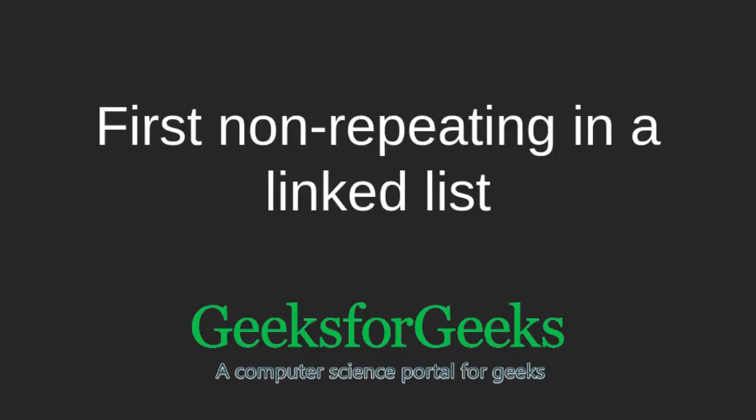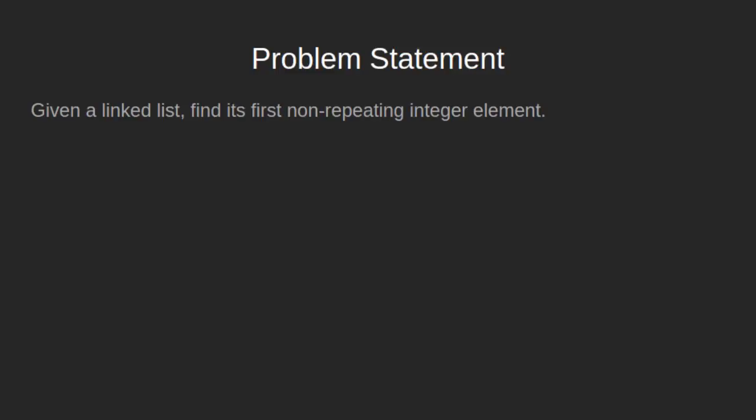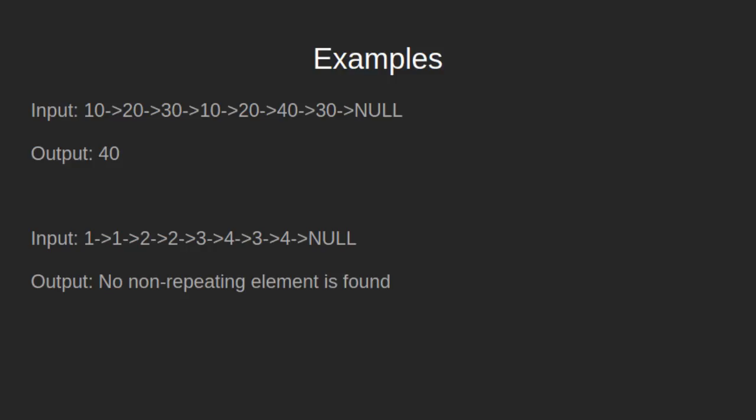In this video, we will learn how to find the first non-repeating element in a linked list. So, the problem statement says, given a single linked list, we have to find its first non-repeating integer element. Let's see some examples first.